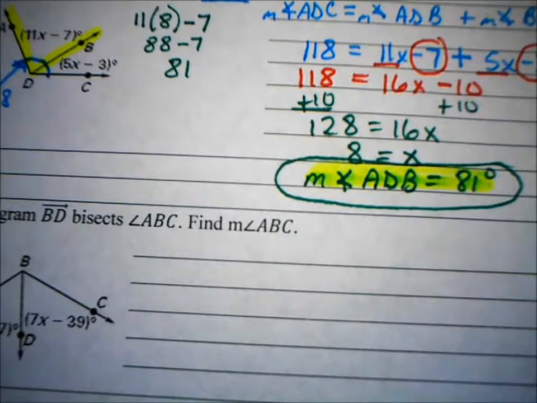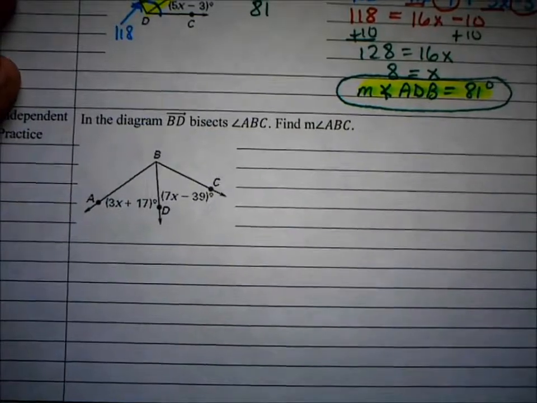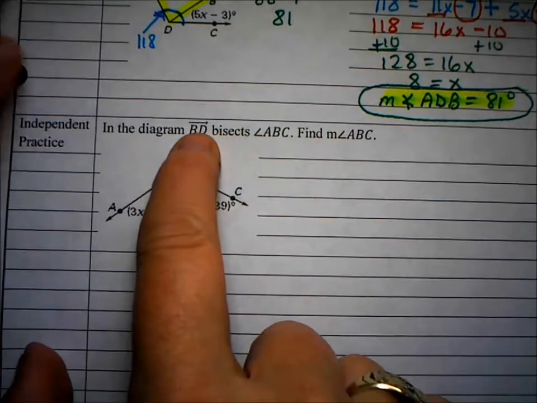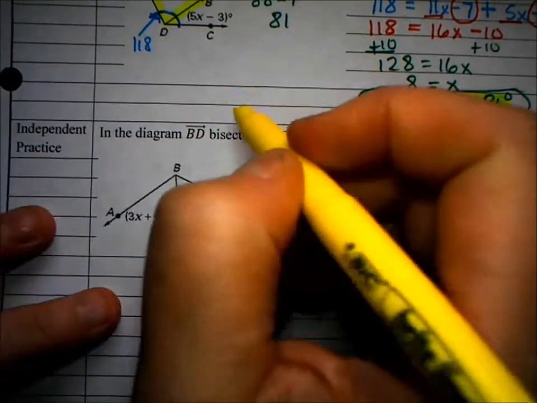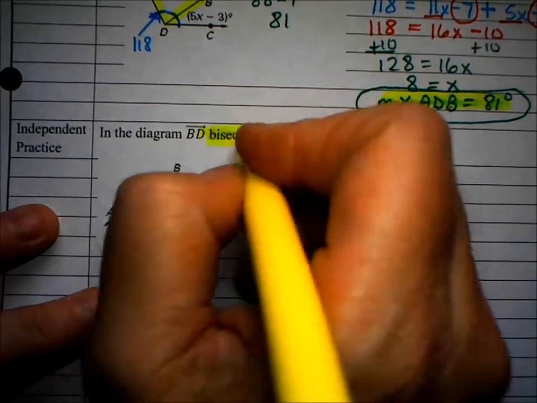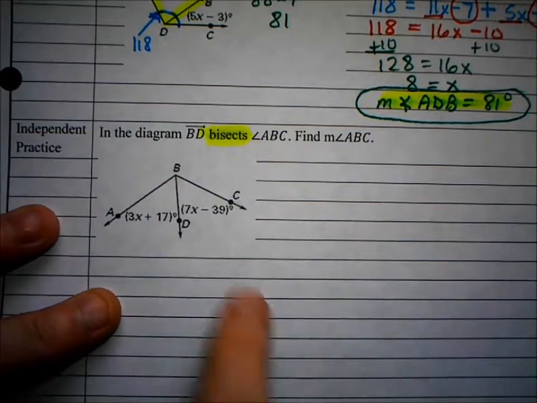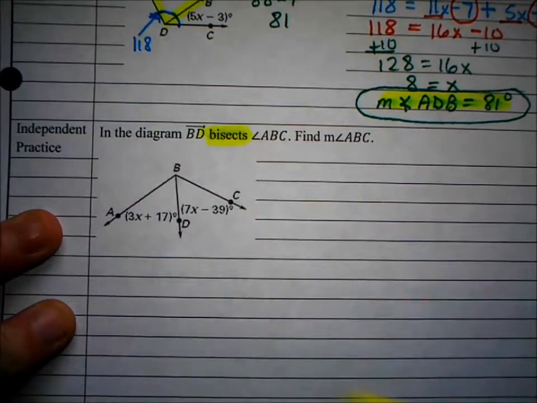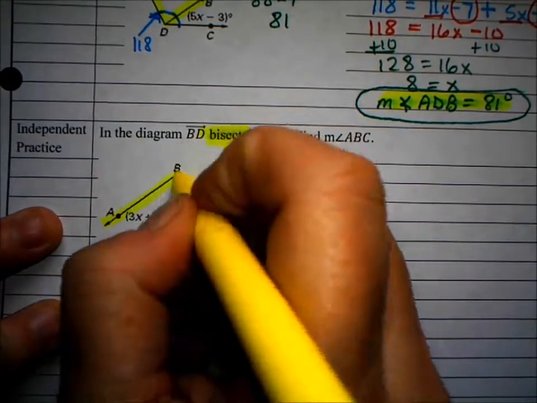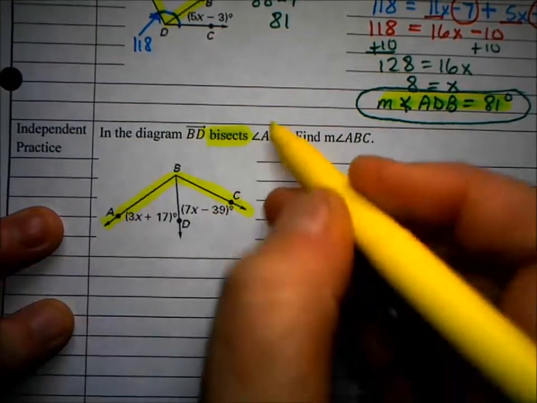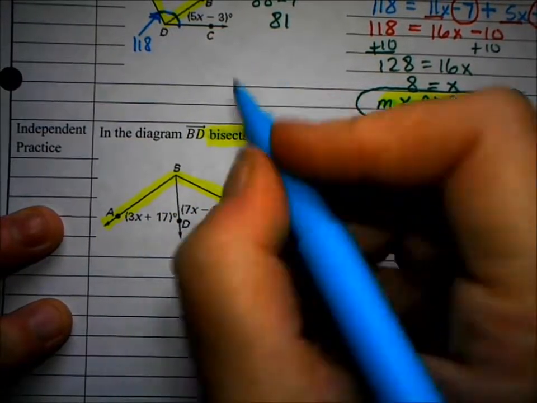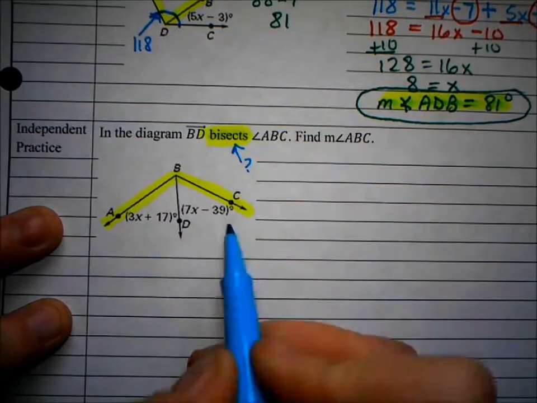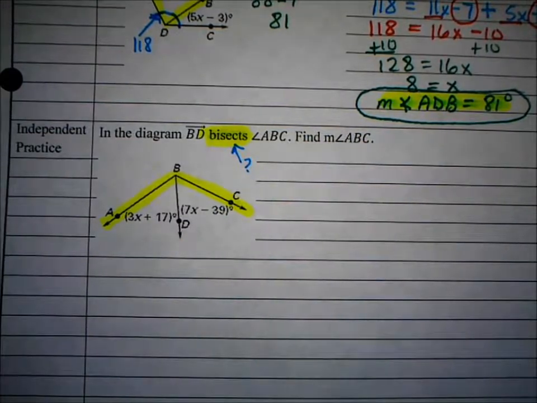Okay, here is your independent practice problem. It says, in the diagram, BD bisects. Bisects is a very important word. I'm going to highlight that puppy. BD bisects this large angle. We want to find ABC. So your ultimate goal is to find this large angle here. But you've got to know what that word means it is doing to this angle. Alright, I want you to work it, and we'll check to see if you have the right answer.